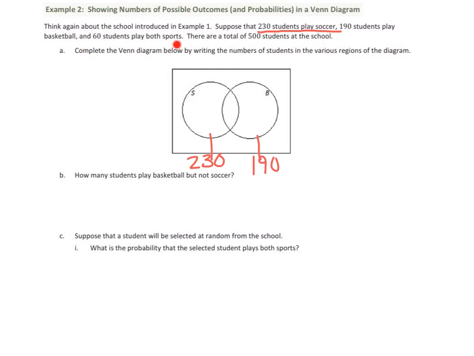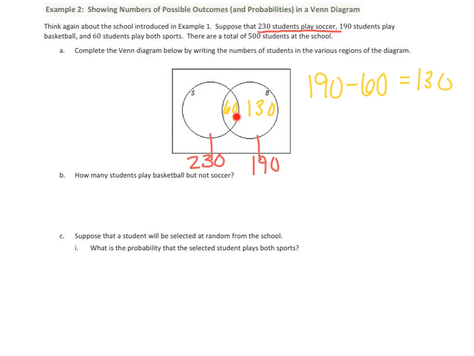And now they're telling me 60 students play both. The only both section there is right here. So I can go and stick 60 in there right away. Now we just need a little common sense. If 190 have to be in this circle, and you currently have 60 in there already, I'm just going to say 190 minus 60 is 130. And that's how I'm going to get this section.